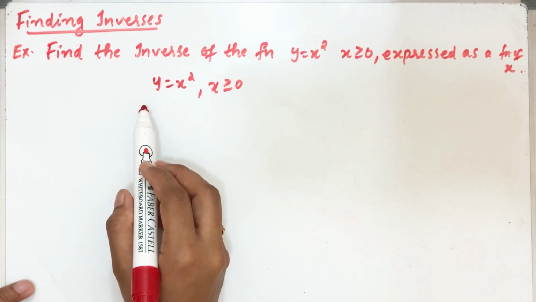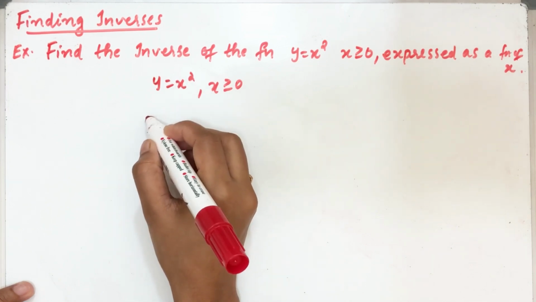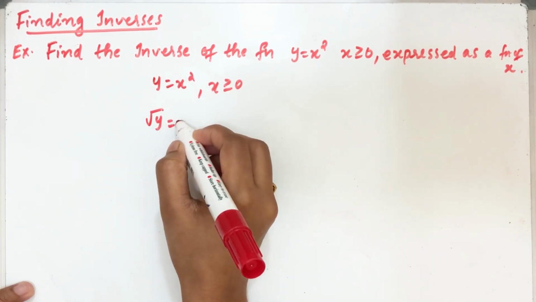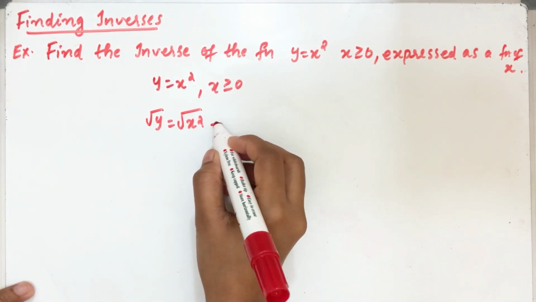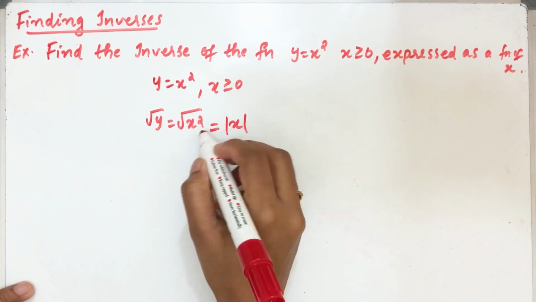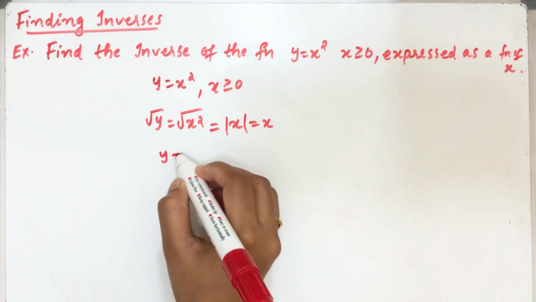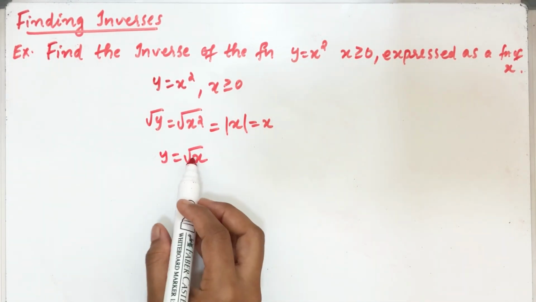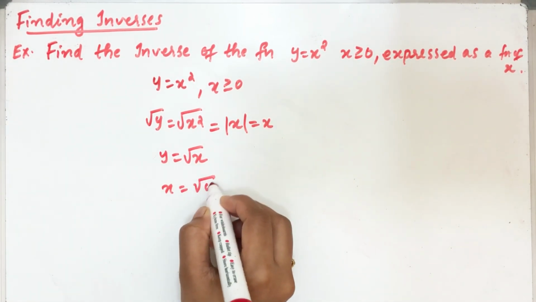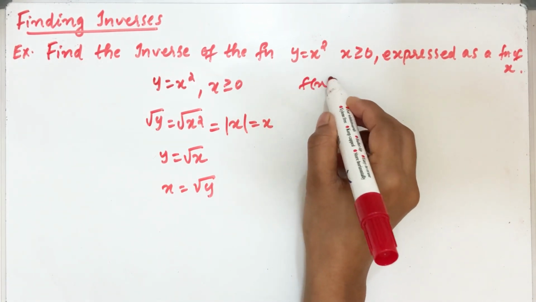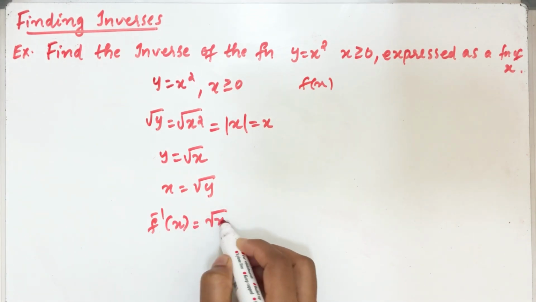So to find inverse, first step is solve for x in terms of y. Taking square root on both sides, we get root y is equal to root x square. Root x square is equal to x, or instead we can say mod x. We are taking only positive values. So y equal to root x. Next step, interchange x and y. So we get x is equal to root y. So if this is the function y equal to f of x, then f inverse of x is equal to root x.